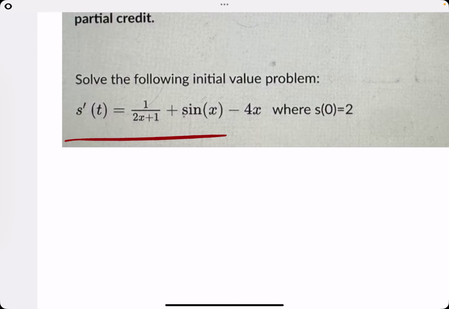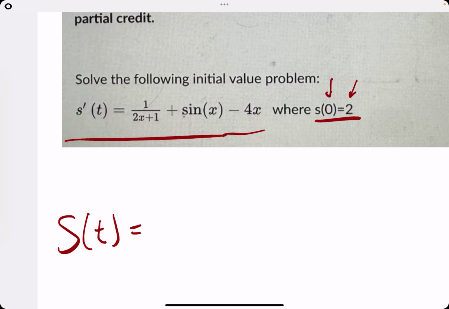Number 8, they give you s prime, and they say solve the initial value problem, s prime, and s of 0 equals 2. Okay, so it's the idea where you want to find the antiderivative, add c, and then once you have that with the plus c, you'll plug in 0 for x and 2 for s.